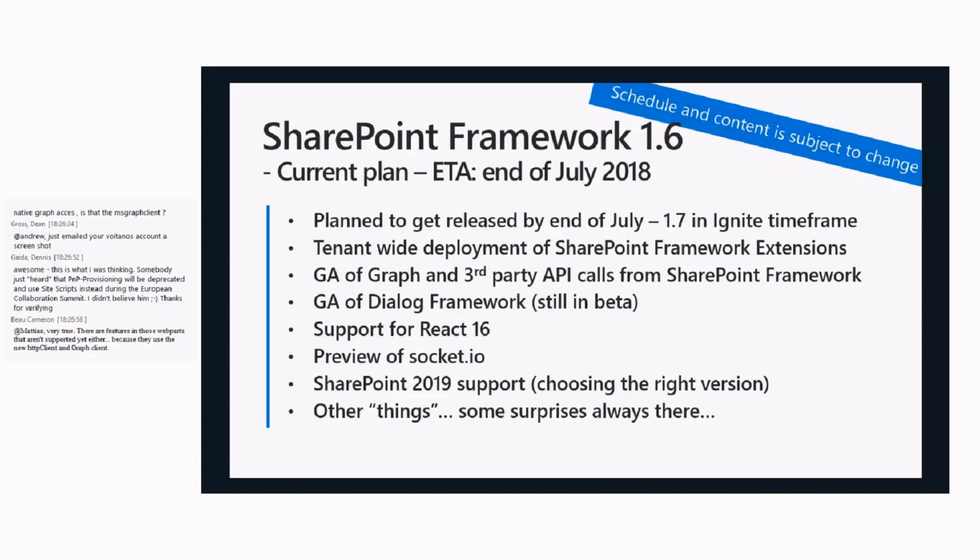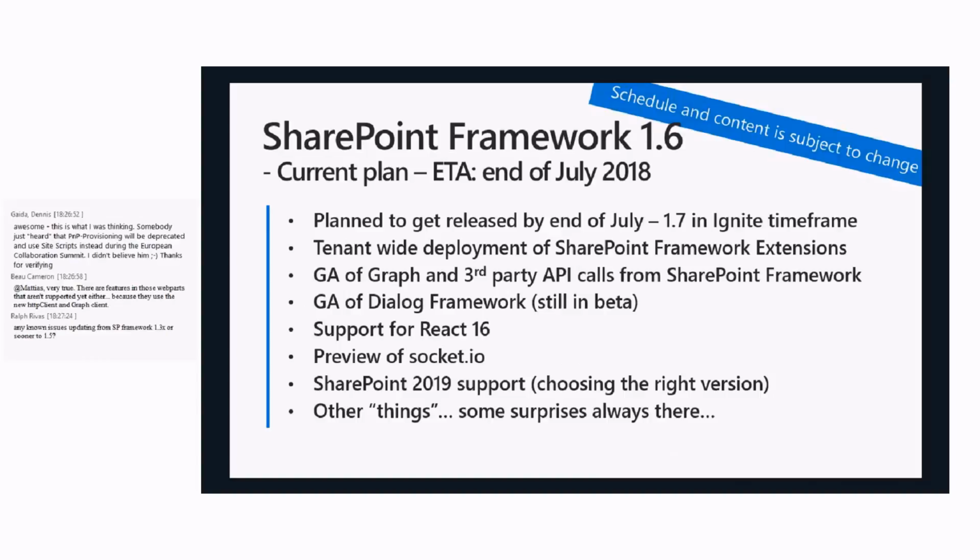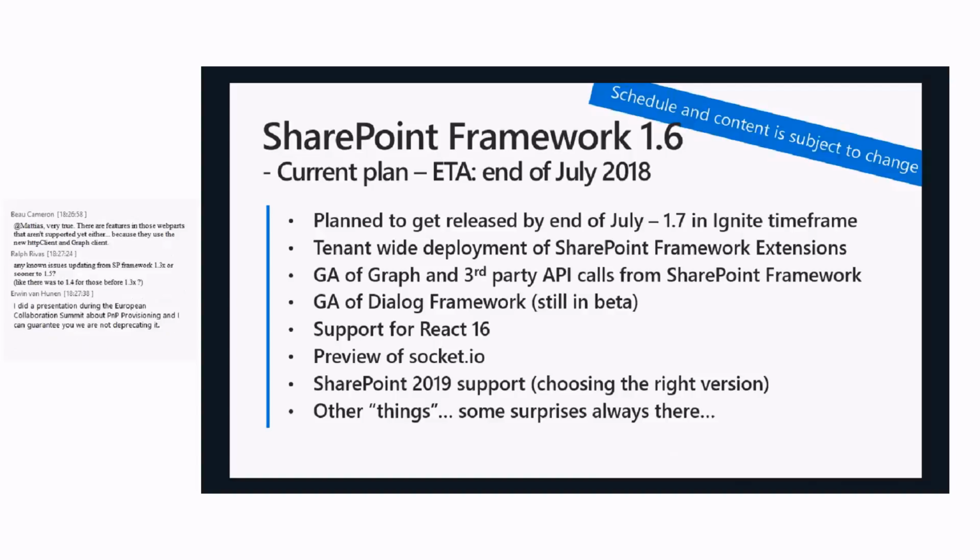And the 1.6 version of SharePoint Framework is planned to be released by end of July 2018. So it won't be too many months, it will be like 1.5 months from now when this 1.6 version is out. We're planning to have the GA version of the Graph and third-party API calls, the GA version of Dialog Framework, support for React 16, and a few other things in this release as well. By Ignite, we should have the 1.7 version of SharePoint Framework out, and what will be there, I cannot disclose yet, so let's concentrate on 1.6 for now.